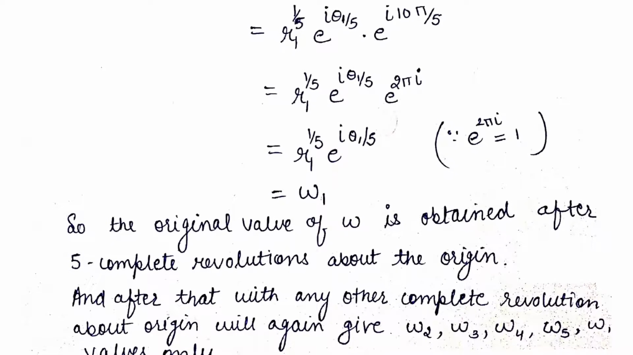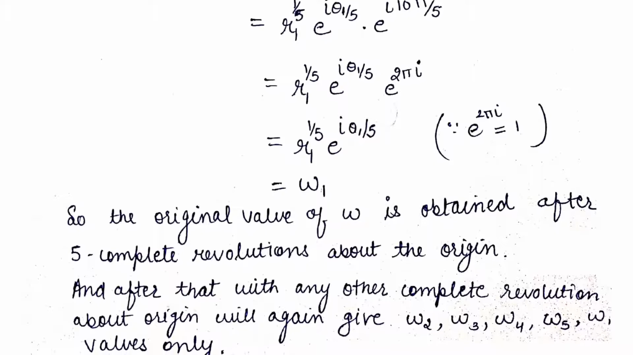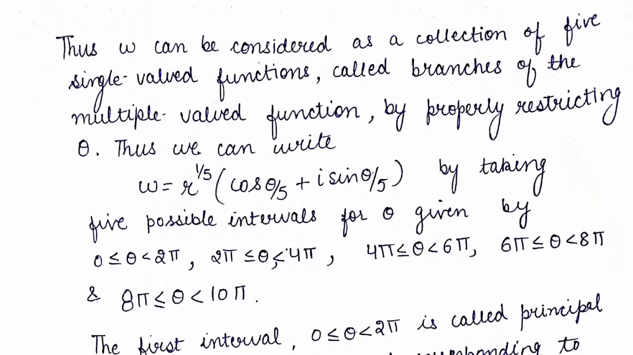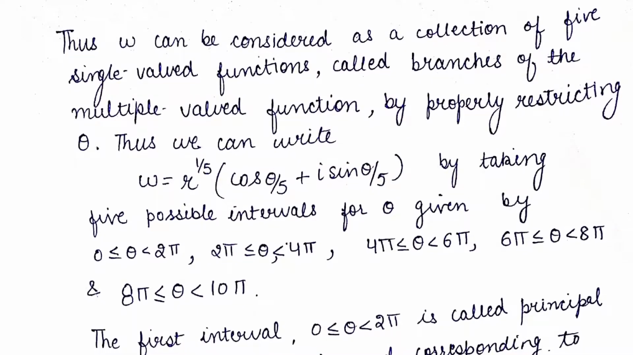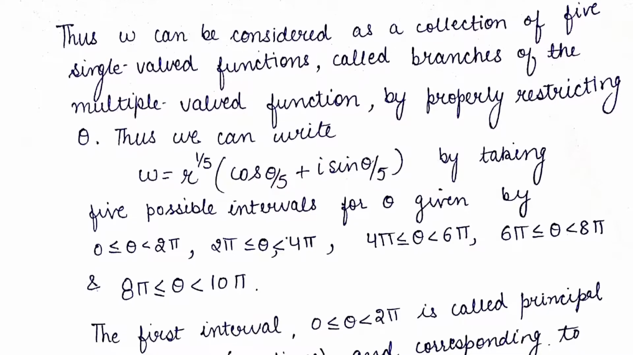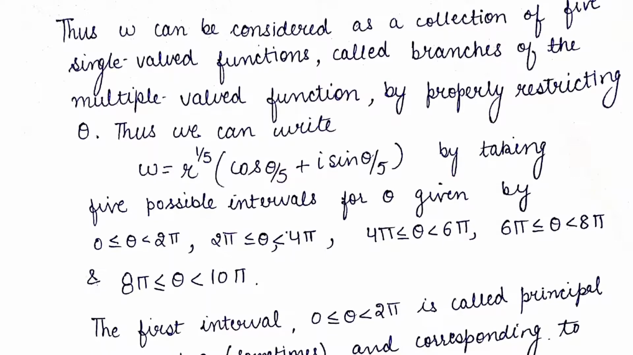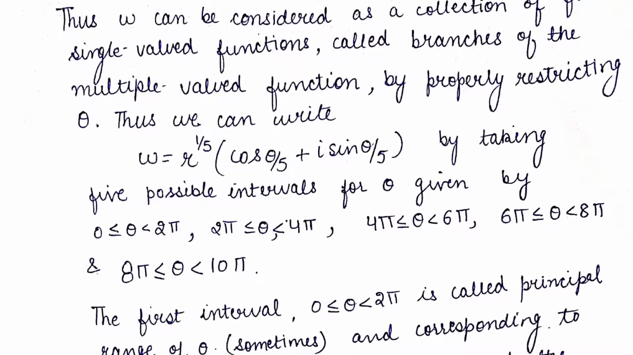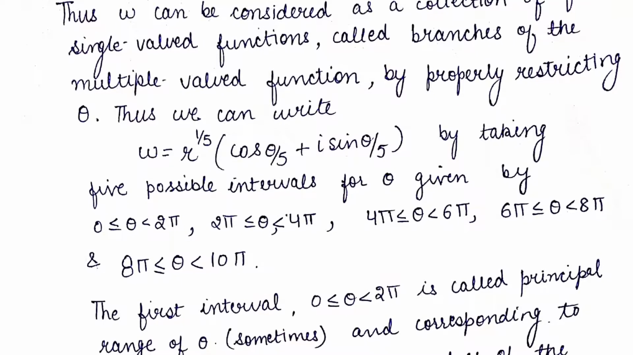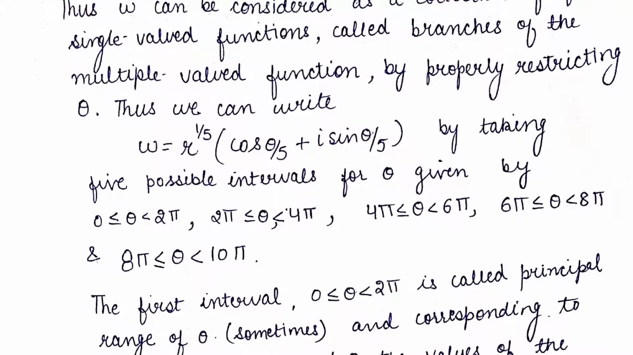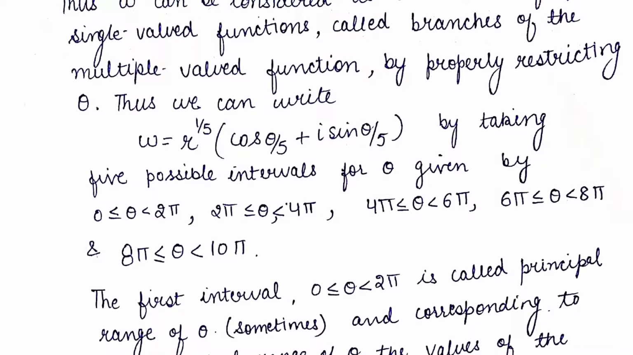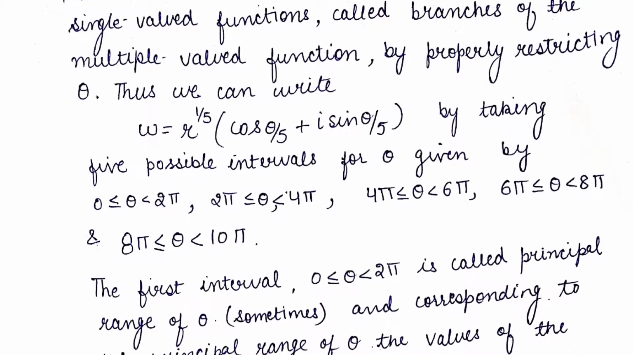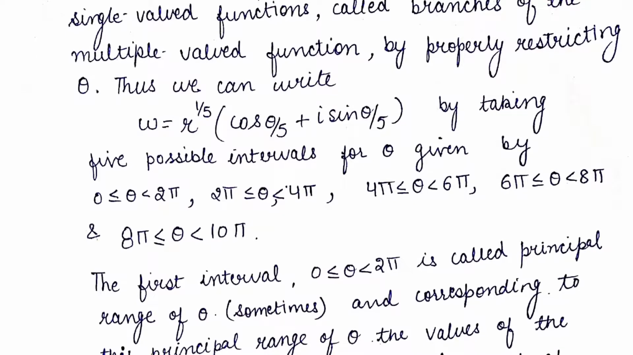So for different branches, we have to restrict our θ line. That is, we can consider w as a collection of 5 single valued functions, and those 5 single valued functions are called branches of the multiple valued function. And thus we can write w as r1 raised to power 1/5 into cos(θ/5) plus i sin(θ/5) by taking 5 possible intervals for θ.